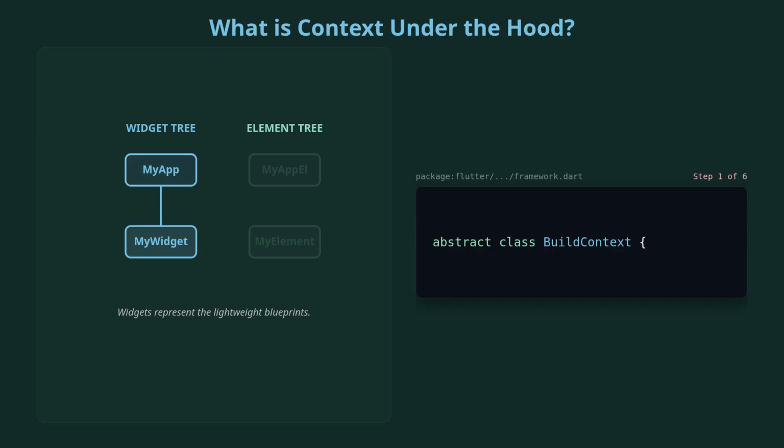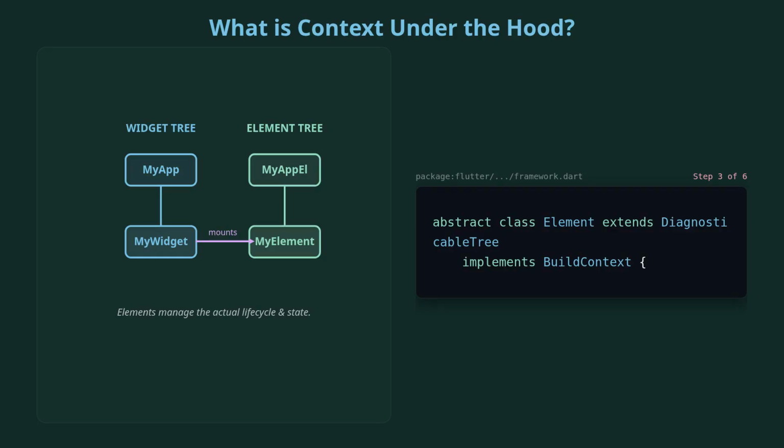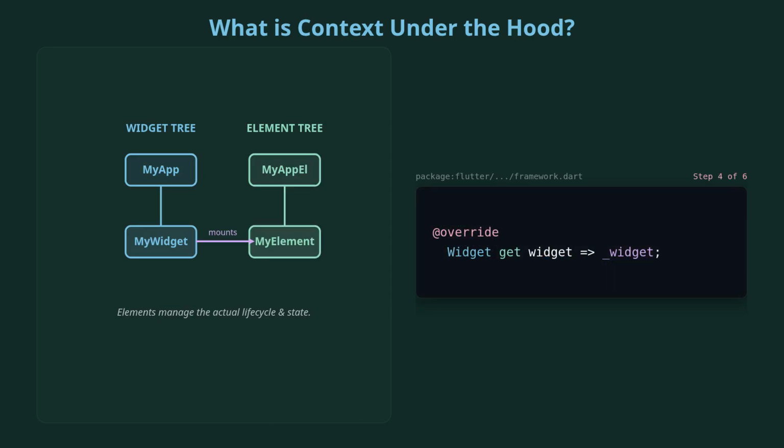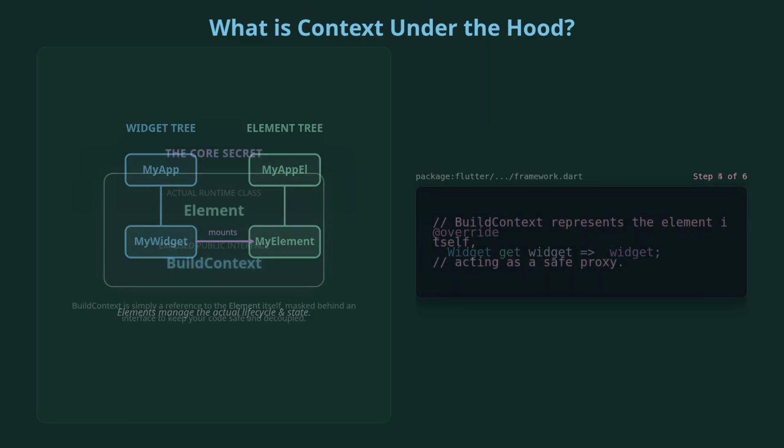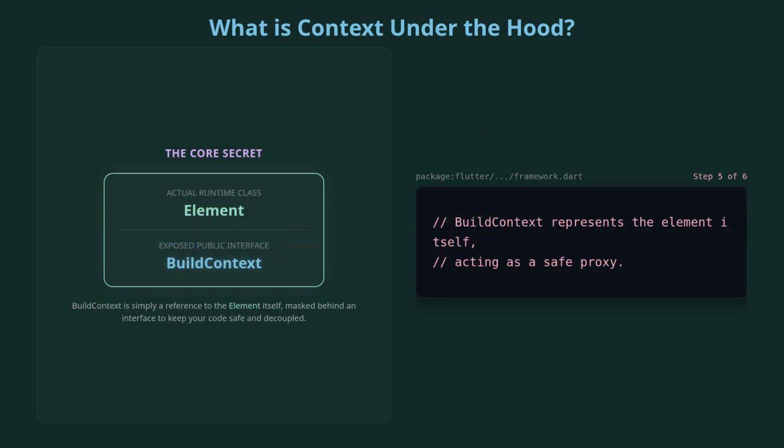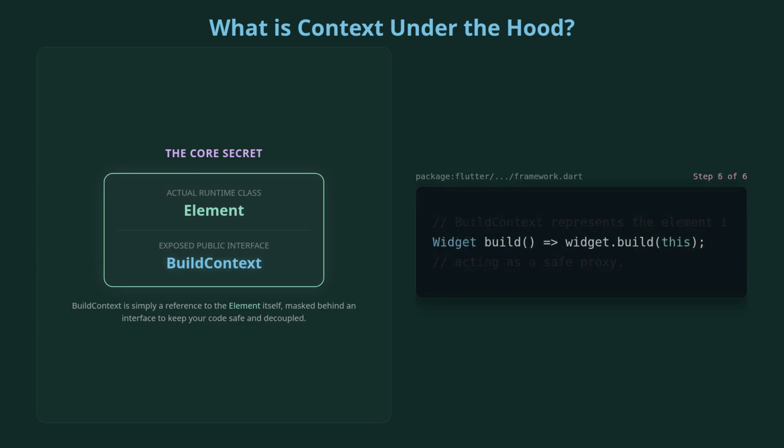In Flutter, everything is a widget, but widgets are just blueprints. They are cheap and rebuilt constantly. Under the hood, Flutter manages an element tree which does the actual heavy lifting. If you inspect the Element class in the Flutter framework, you will find it implements BuildContext. Yes, you heard that right. A BuildContext is literally the Element object itself, wrapped in a restricted interface so you do not accidentally mutate the tree directly. When Flutter builds a widget, it passes its corresponding element as the context.